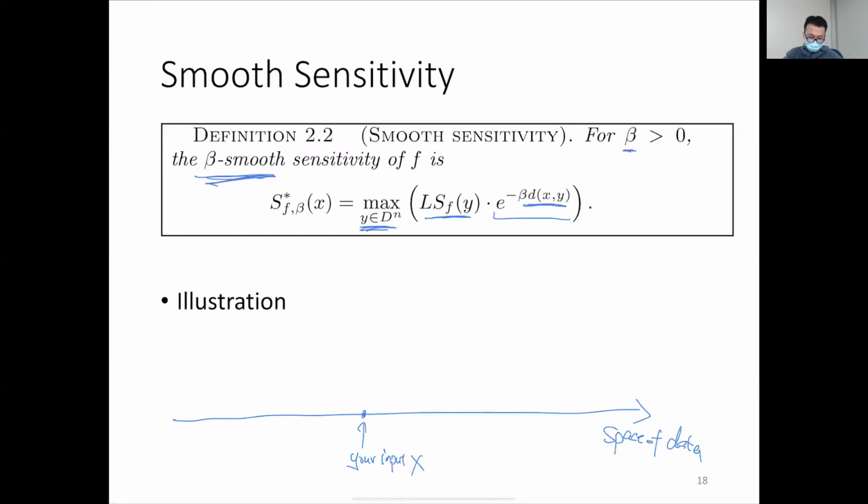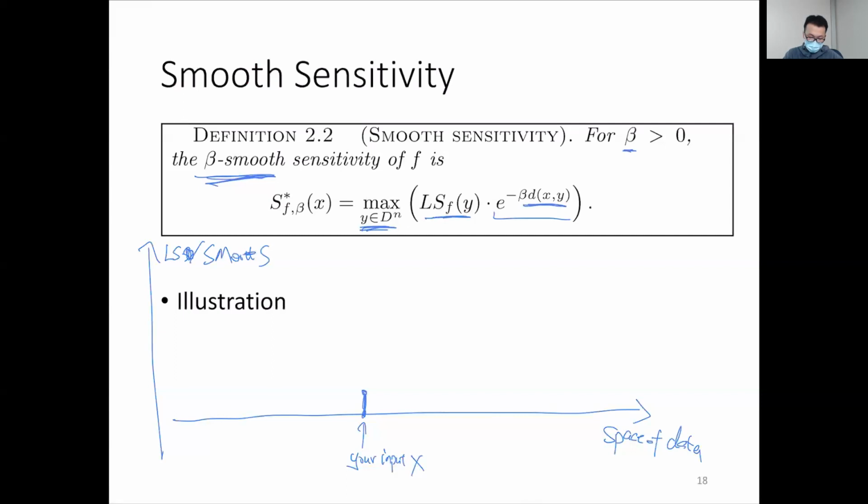Okay, and let's say that your sensitivity is this large, right? So I guess the vertical axis is a local sensitivity, or smooth sensitivity. They are all comparable, right? So we can plot them in the same figure.